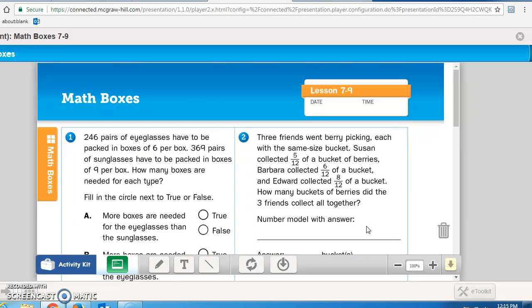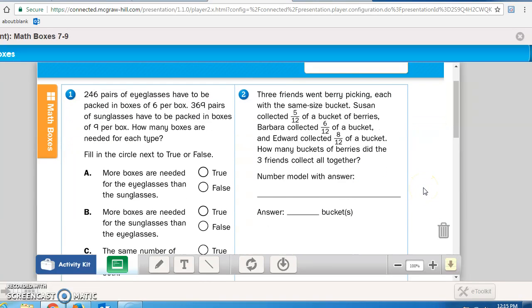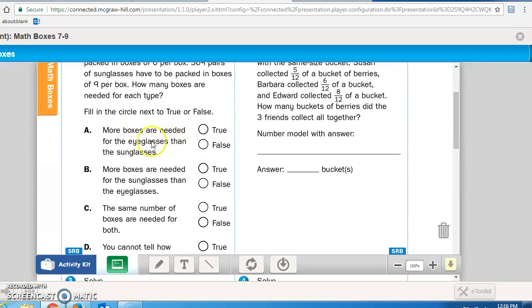You should have checked Math Journal page 251 and the answer key, and now you need to do Math Journal page 254. It reads, 246 pairs of eyeglasses have to be packed in boxes of 6 per box. 369 pairs of sunglasses have to be packed in boxes of 9 per box. How many boxes are needed for each type? Fill in the circle next to the true or false. More boxes are needed for the eyeglasses than the sunglasses.